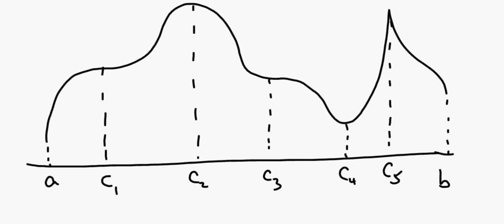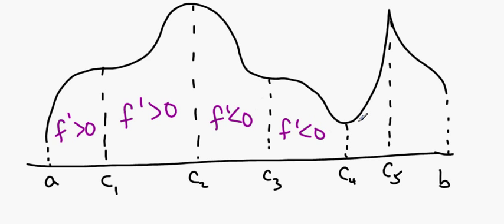So we can establish pretty quickly that between A and C1, what do you notice about f prime values? F prime is positive in there. And then what do we notice about f prime from C1 to C2? F prime is positive in there. And similarly, f prime is negative, f prime is negative, f prime is positive, and f prime is negative.